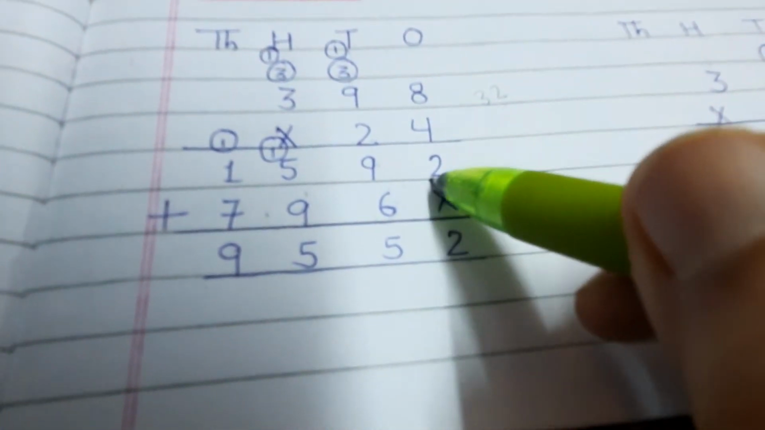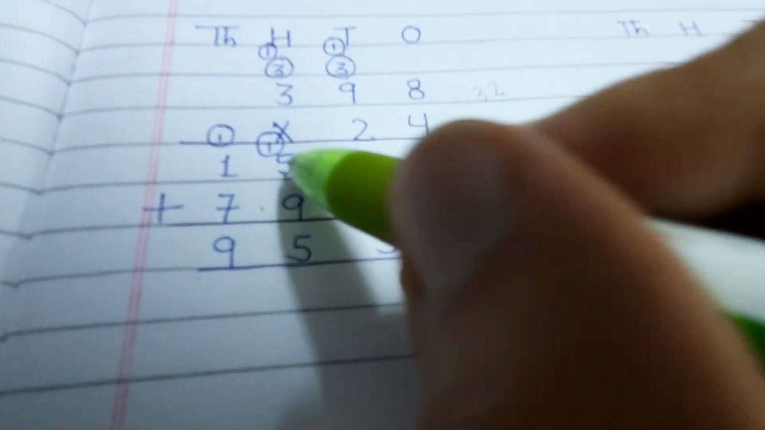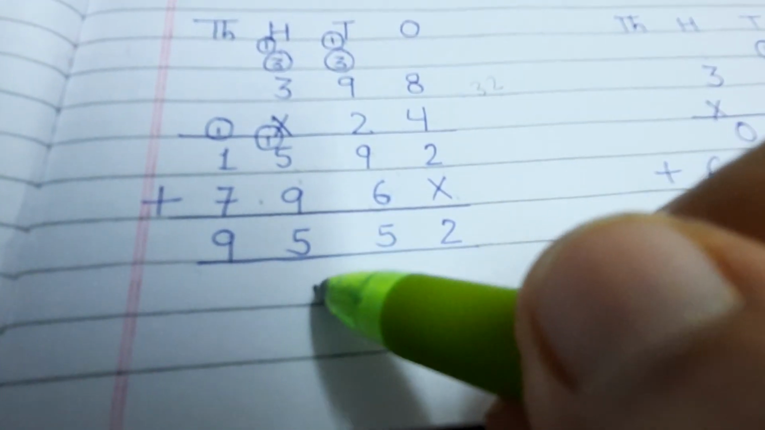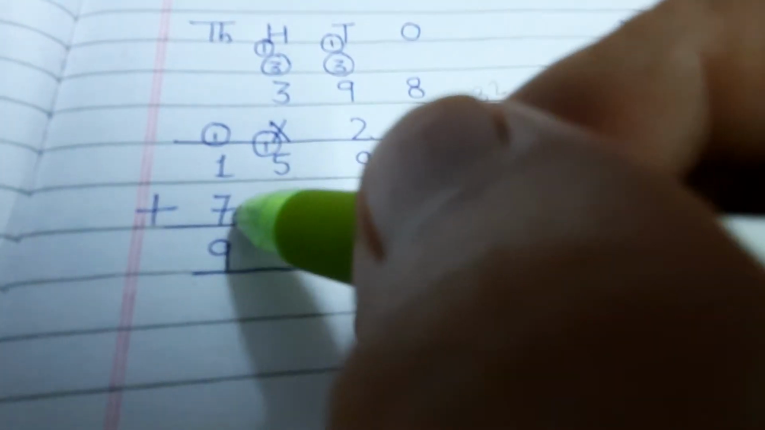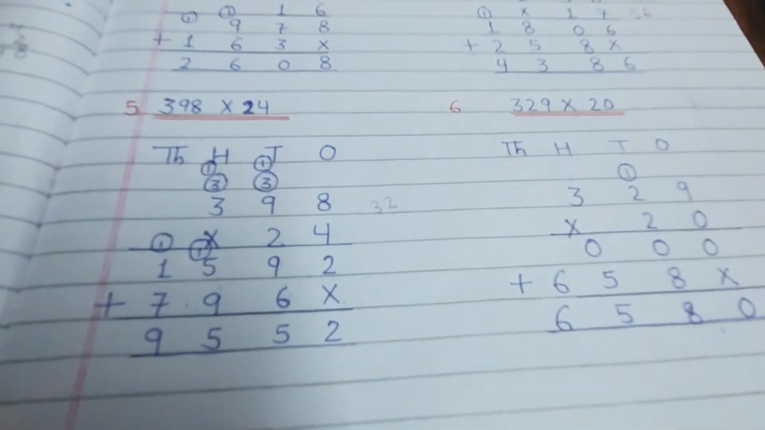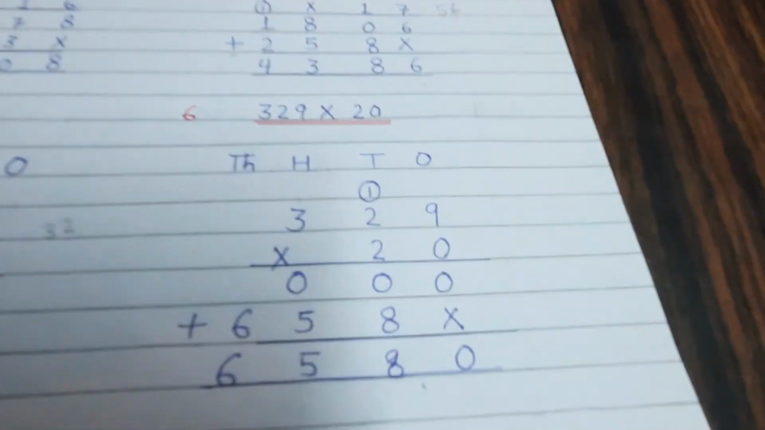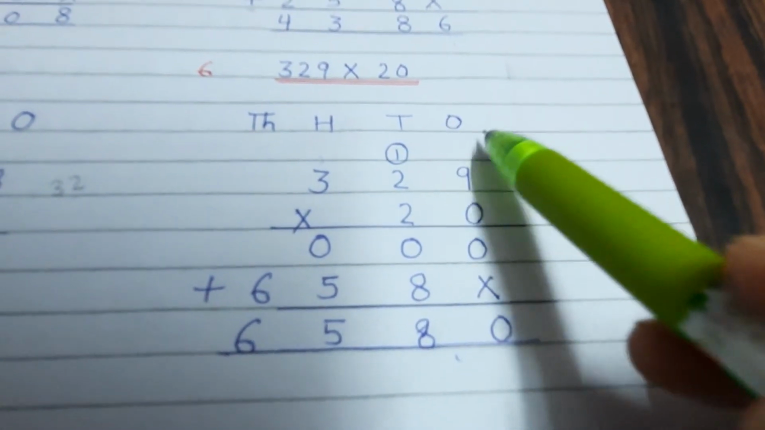Now here 2, 9 plus 6, 15. 5 here and 1 carry over. 1 plus 5, 6. 6 plus 9, 15. 5 here and 1 carry over. 1 plus 1, 2 plus 7, 9. The answer is 9552.